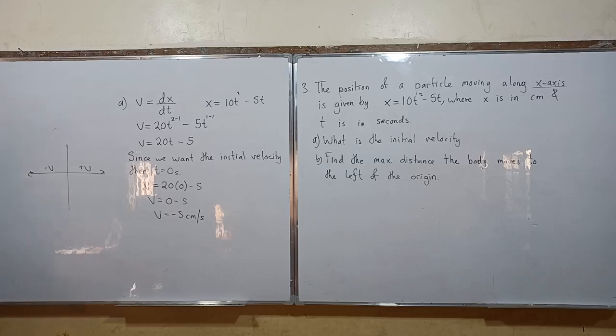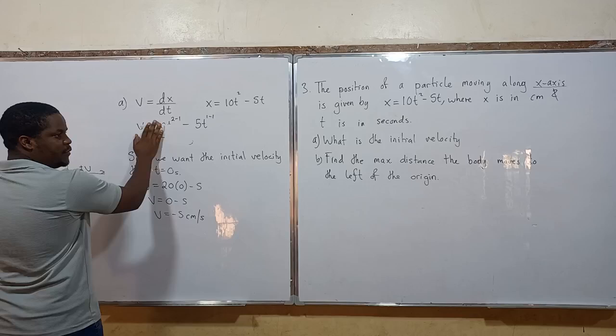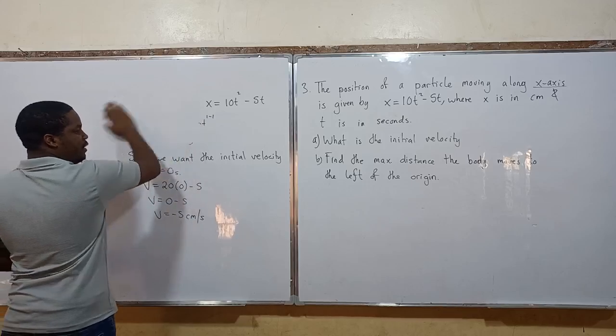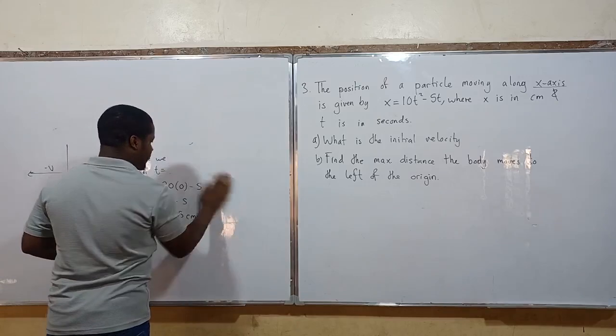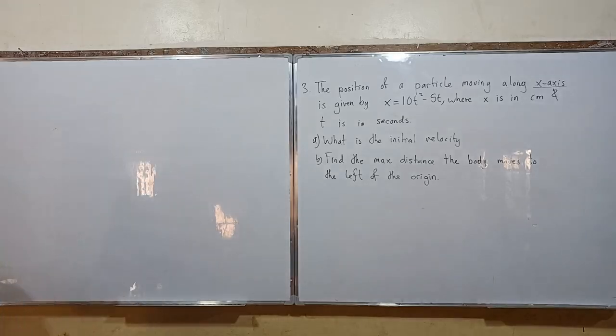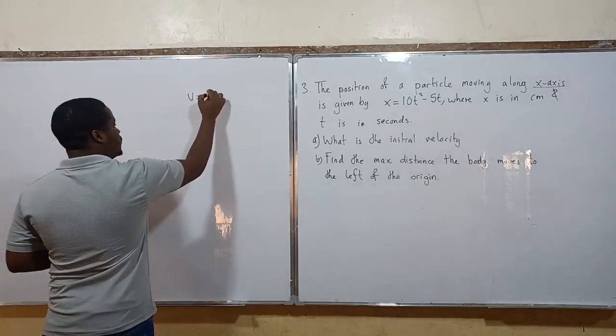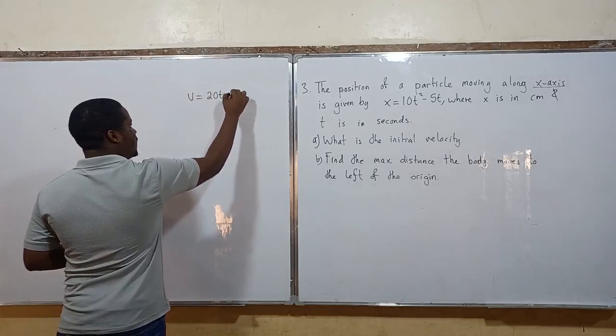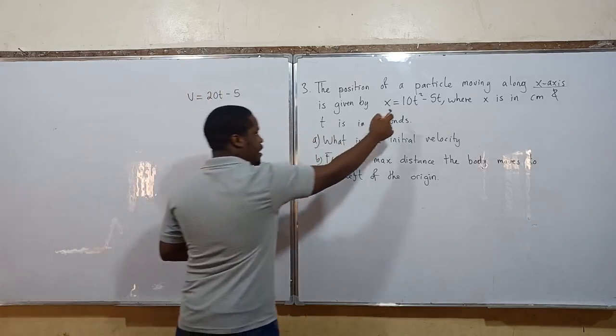Okay. Let's move on. Find the maximum distance the body moves to the left of the original position. Now, we have to remember something. What's the expression for velocity that we just used? Before we substituted t, V is equal to 20t minus 5. That's the expression I'm talking about. This is what we got after differentiating.